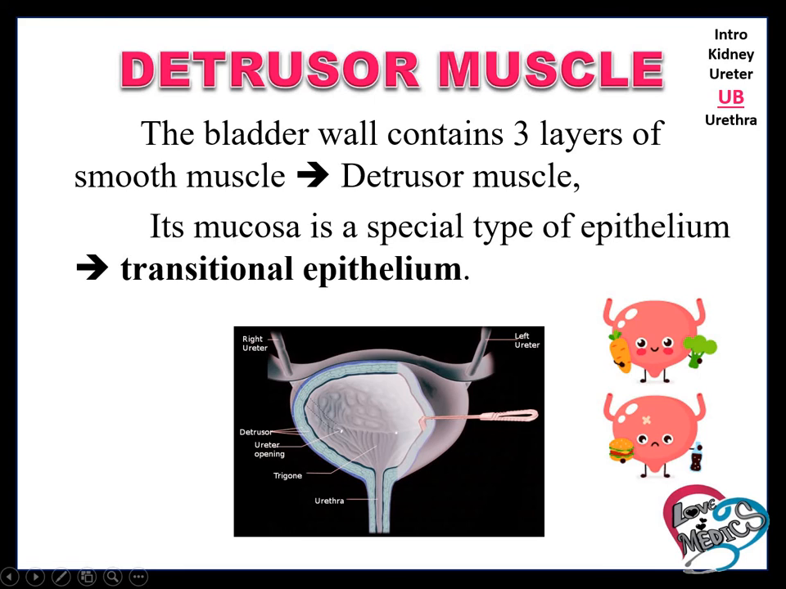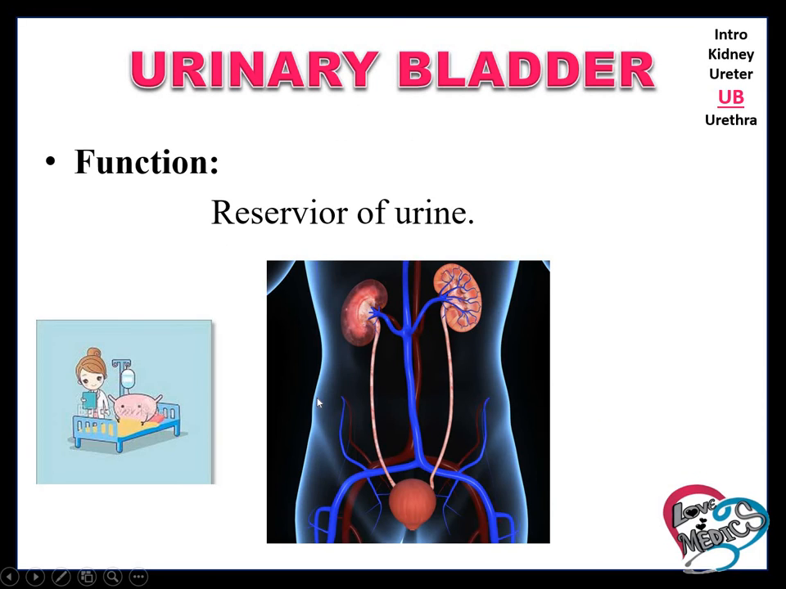Detrusor muscle. The bladder wall contains 3 layers of smooth muscle. These smooth muscles are the detrusor muscle. I already told you about the mucosa: it is a special type of epithelium, that is transitional epithelium, which changes its shape and size. Urinary bladder function: it is the reservoir of urine. It temporarily stores the urine.